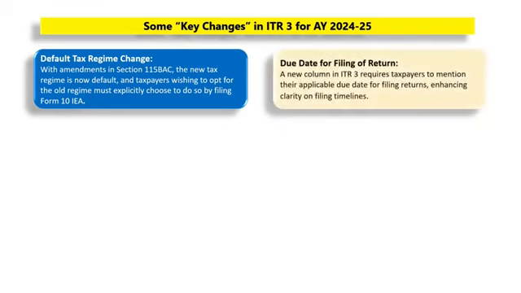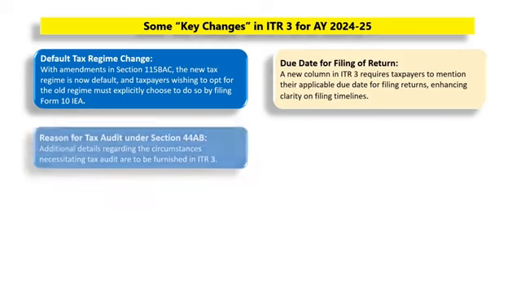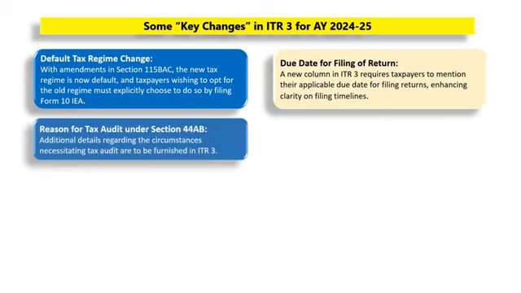Another change in ITR 3 is that now the form requires taxpayers to mention their applicable due date for filing ITR. This will enhance the clarity on filing timelines. For taxpayers who are liable for tax audit under Section 44AB, additional details regarding circumstances necessitating tax audit are required to be furnished in Form ITR 3.